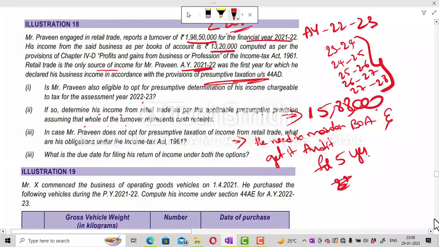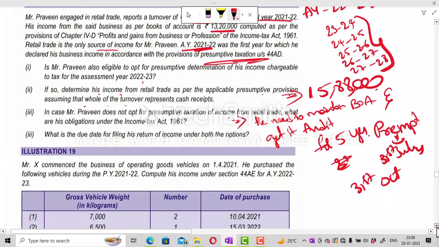What is the due date for filing the return of income under both the options? See, if he is filing the return of income on a presumptive basis, then 31st July will be the due date for filing the return of income. But if he is not following that and wants to get audited, then 31st October will be the due date for filing the return of income.